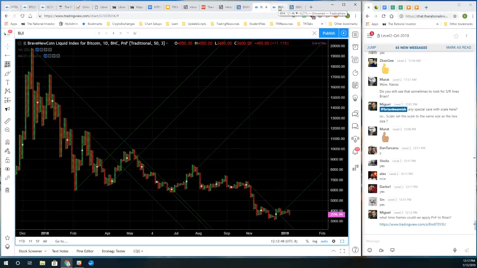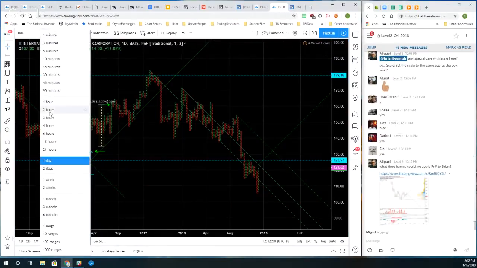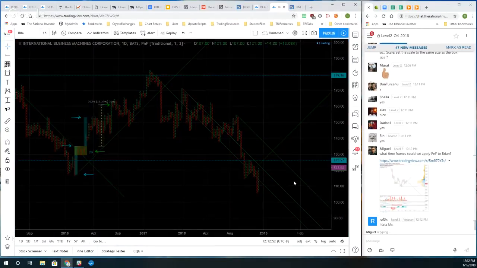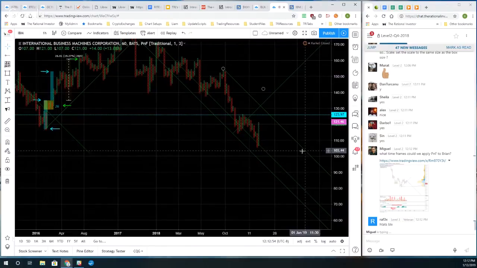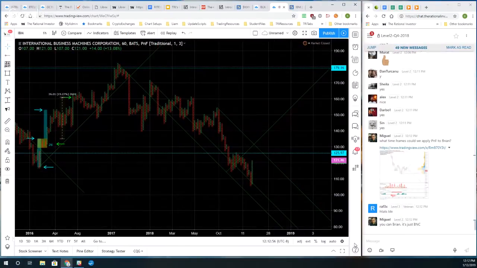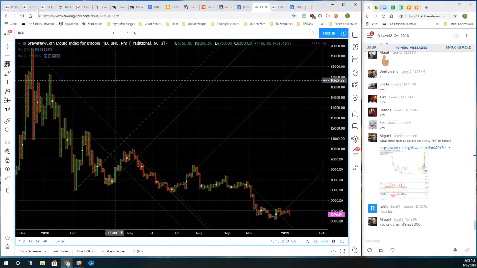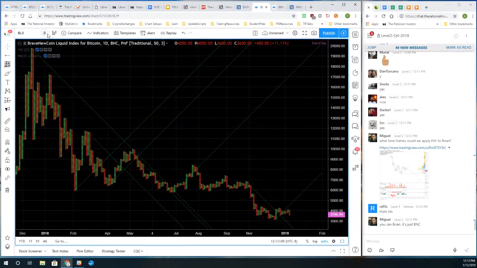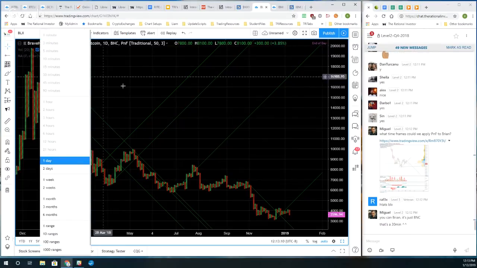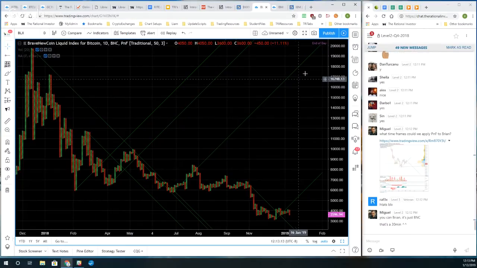So if we go over to this IBM chart, oh yeah, see, look at that. So IBM, we could go down to an hourly chart. So Miguel, the reason why we couldn't go down any lower was because of this index and the amount of data that TradingView gives you, right?